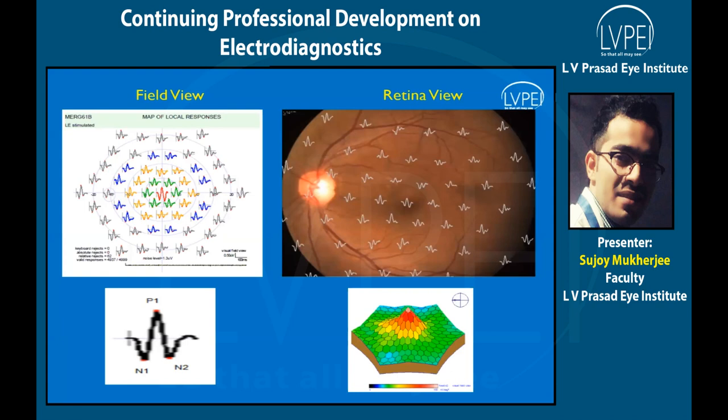Thank you, Tapas. One last question again from Valencia. What electrode do you prefer for MFERG? So, Sujoy, cornea or non-cornea? Does that affect the results?